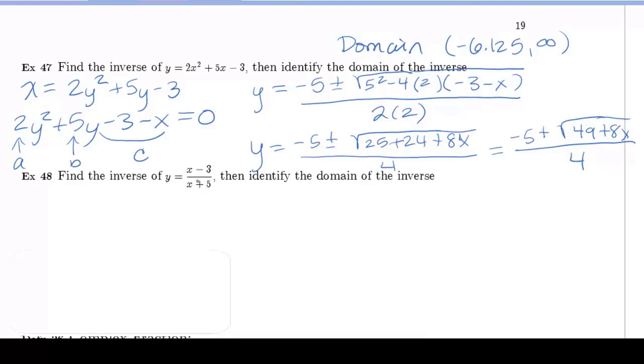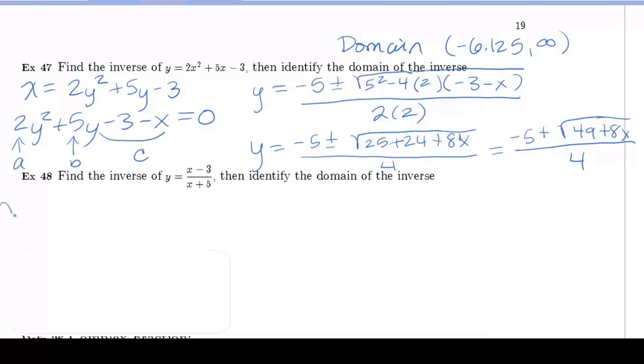So the graph here is never going to touch 1. Our range is never going to touch 1. It's going to go everywhere except that. We know that the range of the original function, x minus 3 over x plus 5, is never going to touch 1. So it's going to be that open interval there at 1. That means the domain of the inverse is also going to leave that point out. So let's go through and solve the problem though to find the inverse.